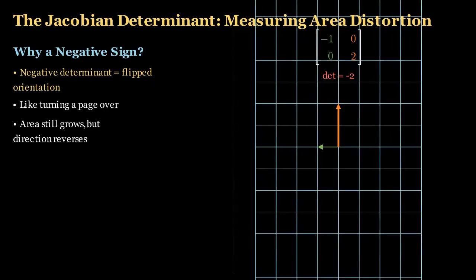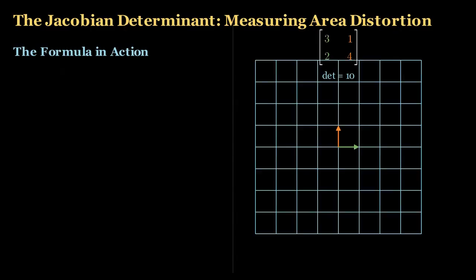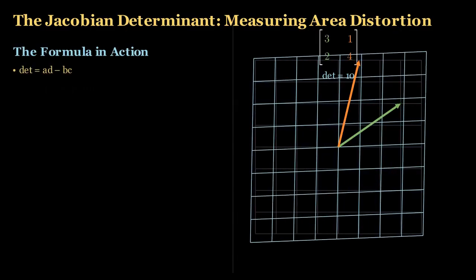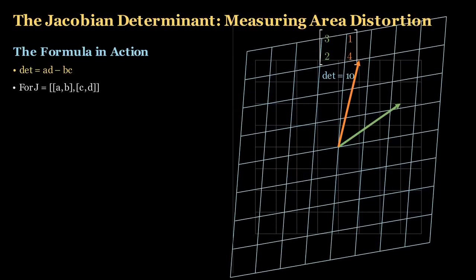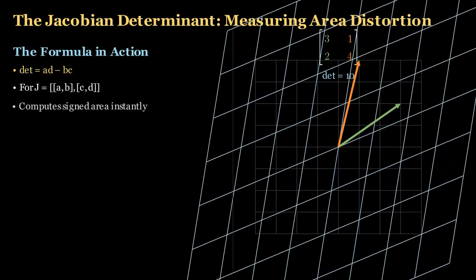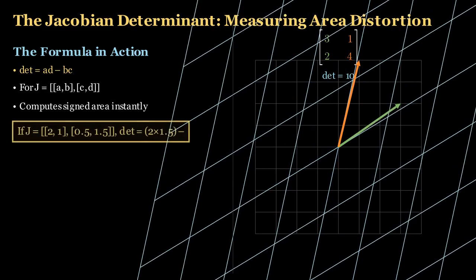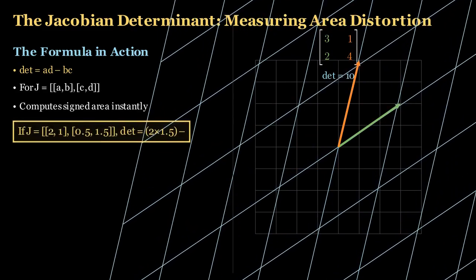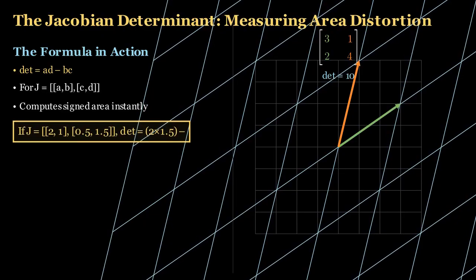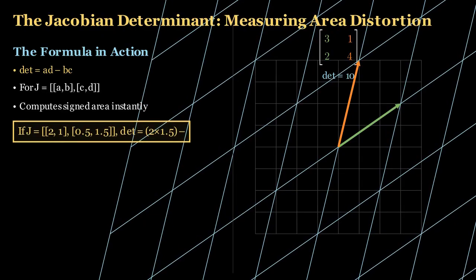For a 2x2 Jacobian with entries a, b, c, d, the determinant is simply ad minus bc. That one number captures both the area scale and whether the local patch got mirrored, all derived from how the columns span the tiny output parallelogram.